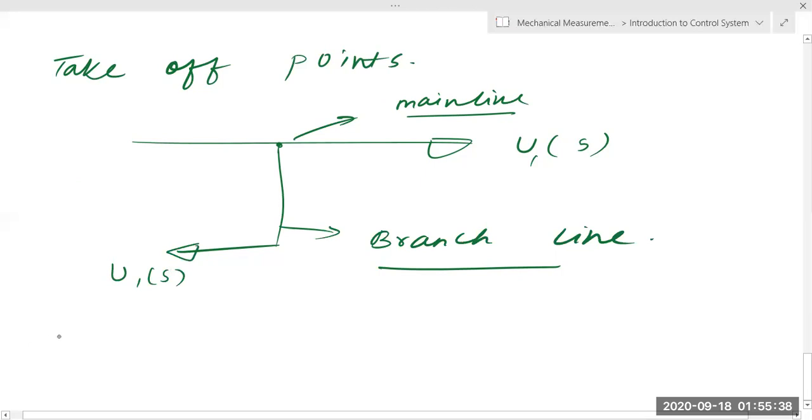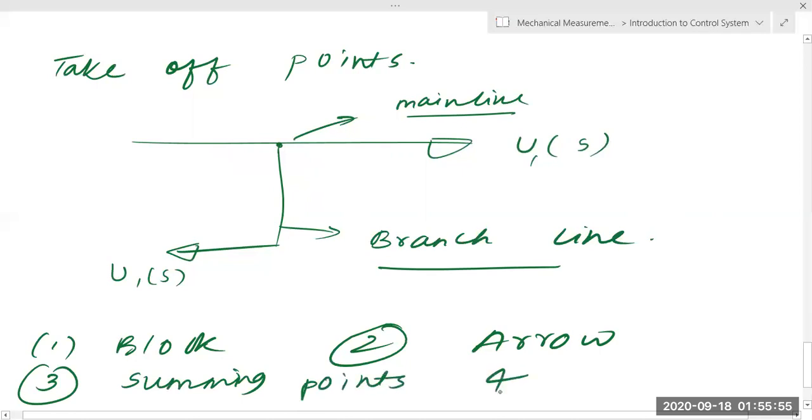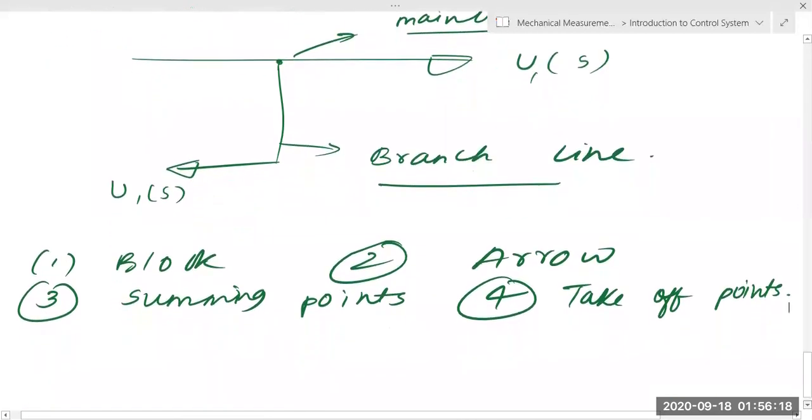Simple. Now if I want to tell you the components, the first component is block, the second component is arrows, the third component is very important, summing points, and the fourth component is takeoff points. Okay, that's good. Now what do we need to do next? If you remember, I'll just help you out with this. I'll just take an example of a block diagram.